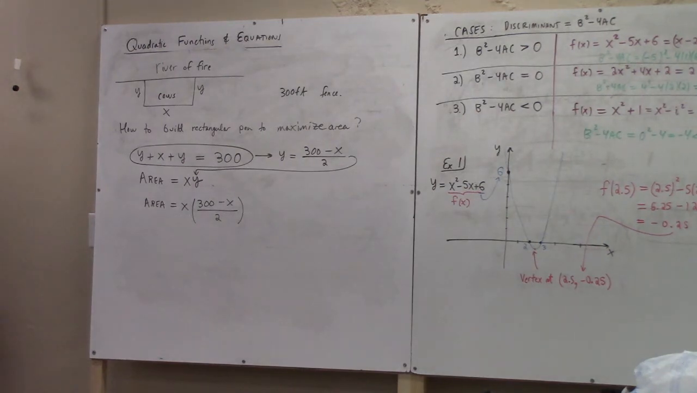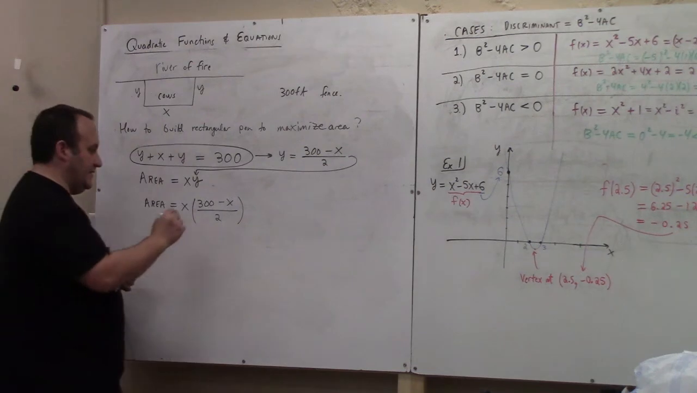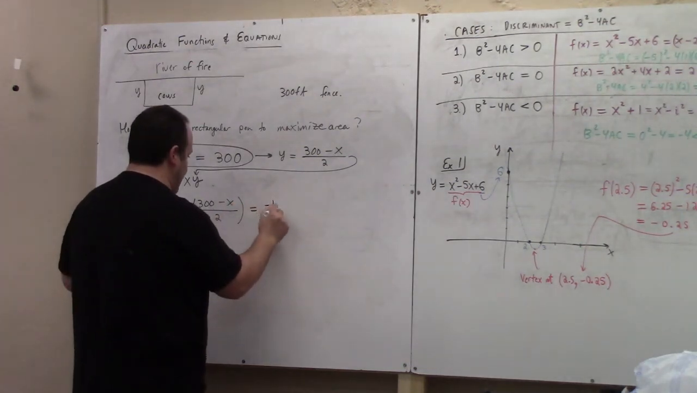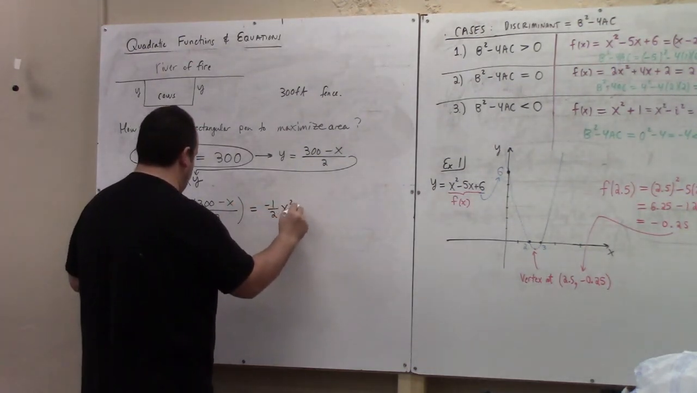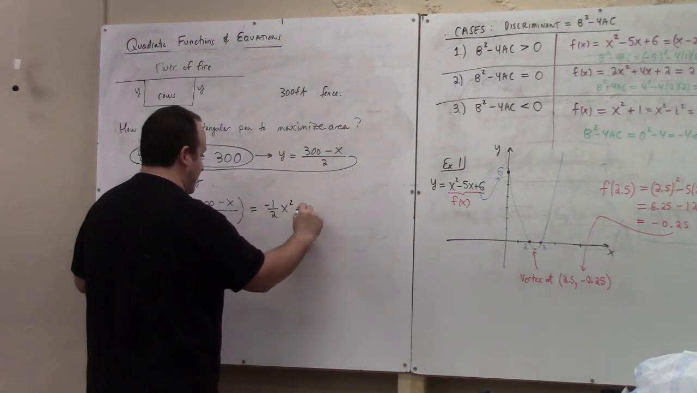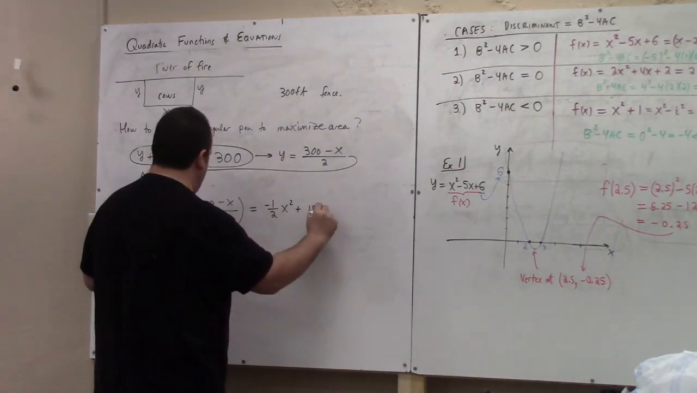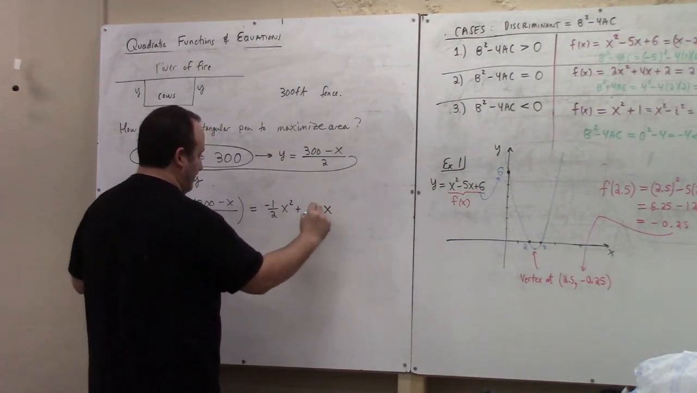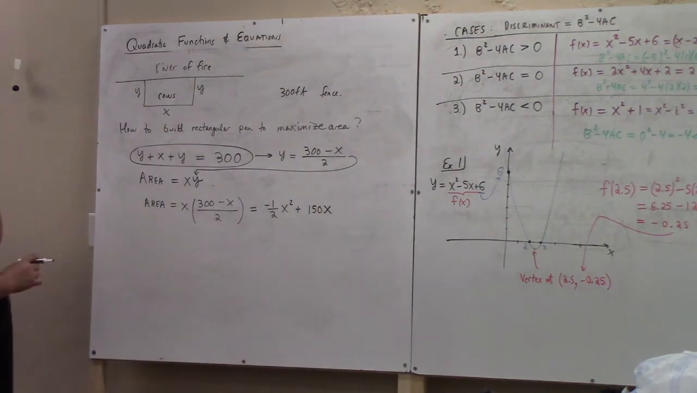But what is that? That's a quadratic formula in x. Let me write it out again. This is actually minus 1/2 x squared plus 150x. That's a formula for the area as a function of the width of the pen. Or the length. I forget which one was width and which one was length. You tell me. Anyway, it's the x in the label.